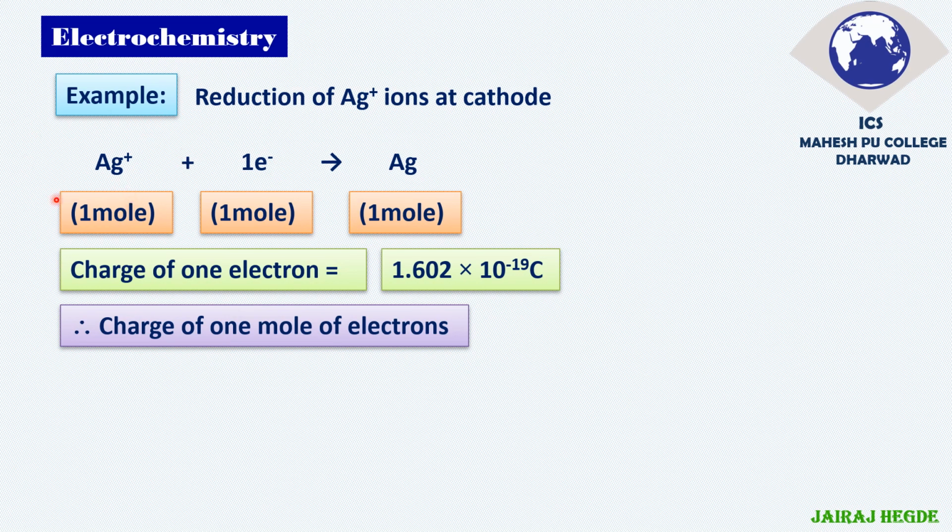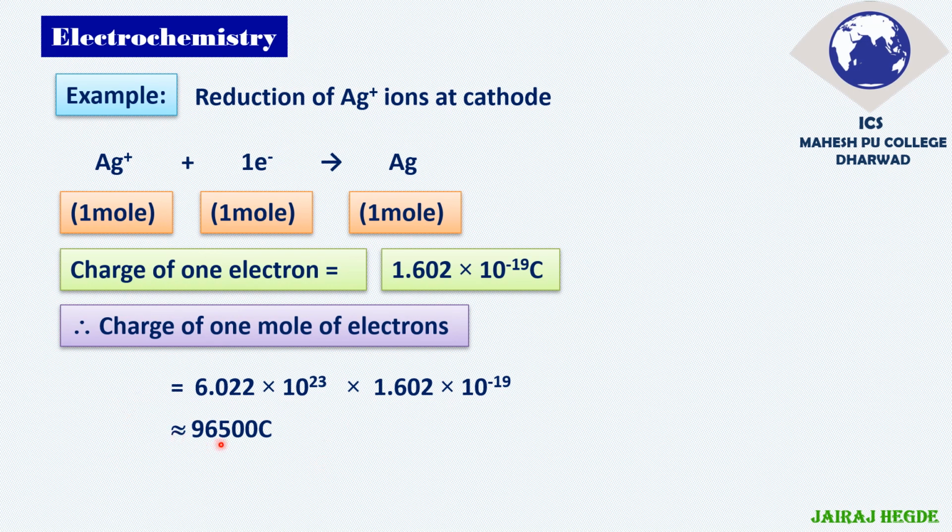What if I have taken 1 mole? So if I have taken 1 mole, I need 1 mole of electrons. So the charge of 1 mole of electrons would be 1.602 into 10 power minus 19 into the Avogadro number, that is 6.022 into 10 power 23 into 1.602 into 10 power minus 19. So it would come to exactly 96,487 or almost 96,500. It is very important: the charge of 1 mole of electrons is 96,500 coulomb.